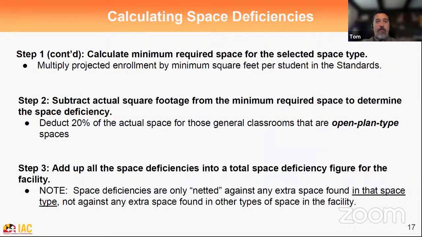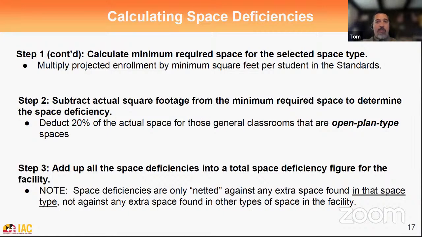Next, we multiply the projected enrollment by the minimum square footage per student listed in the sufficiency standards. And that gives us a value for the minimum space requirement for that space type. We then subtract the actual measured square foot for each space type from the minimum required to determine whether there's a space deficiency for that type of space. There's also an adjustment made for open plan classroom space of 20% to account for circulation areas such as file cabinets and space dividers. So this would mean, in theory, that open plan schools end up with less usable space and are more likely to have a space deficiency in the general classroom space type.